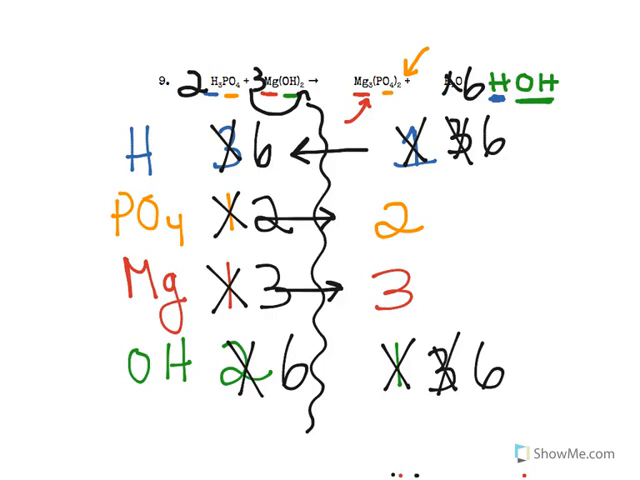If I go back and double check, 6 hydrogen on the left and 6 hydrogen on the right. 2 phosphates on the left, 2 phosphates on the right. 3 magnesiums on the left, 3 magnesiums on the right. 6 hydroxides on the left, 6 hydroxides on the right. Okay, you can use highlighters for these instead of where I underlined here to make sure that we are looking at the polyatomic ions and balancing those as their own group.